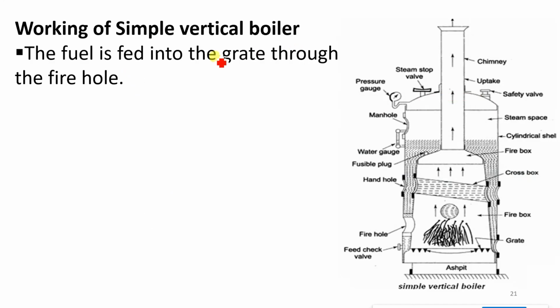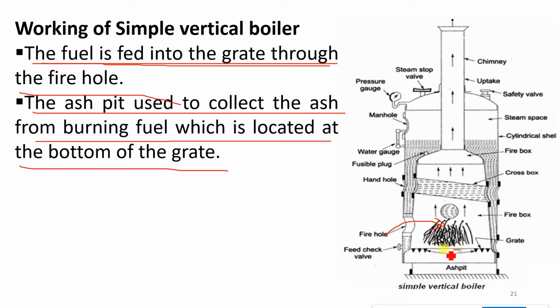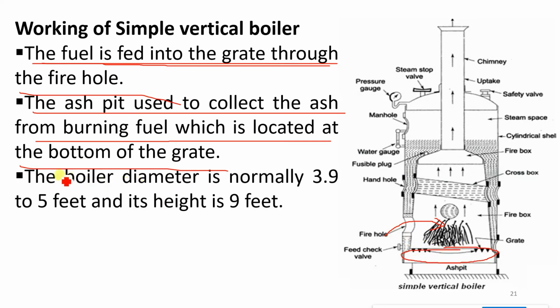Now, the working of the simple vertical boiler. Fuel is fed into the grate through the fire hole. The ash pit, located at the bottom of the grate, is used to collect the ash from the burning fuel. Ash is collected after the combustion of fuel.